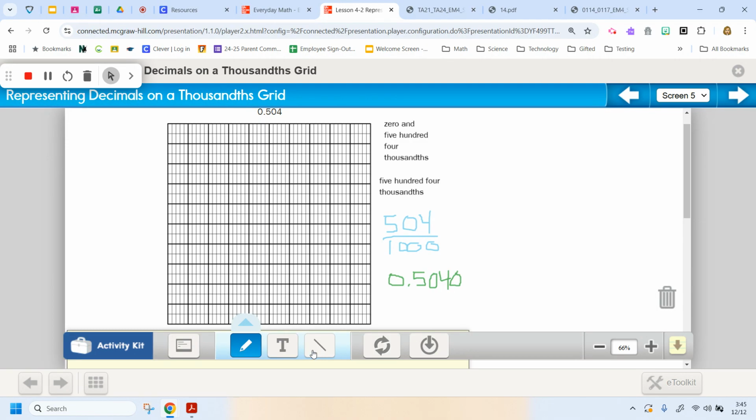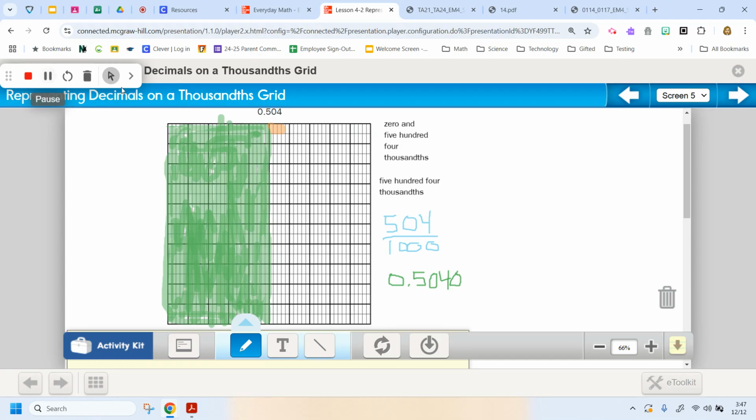All right, so now we are going to see how you do with shading. Go ahead again and pause the video and shade your 504 thousandths in on the grid, and then unpause to see if you got it correct.